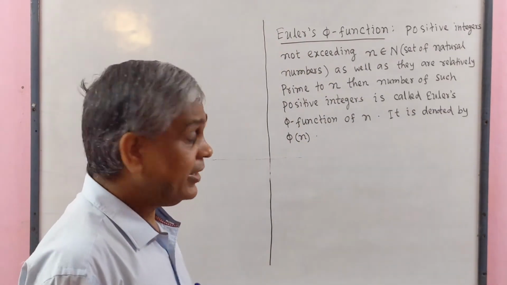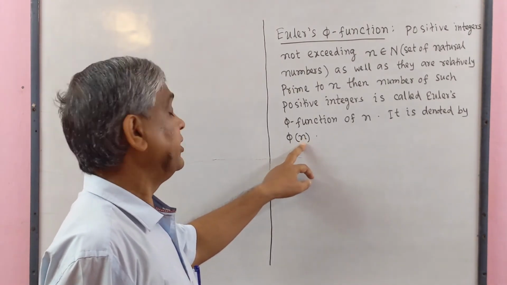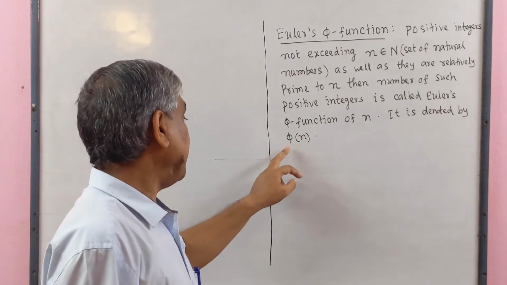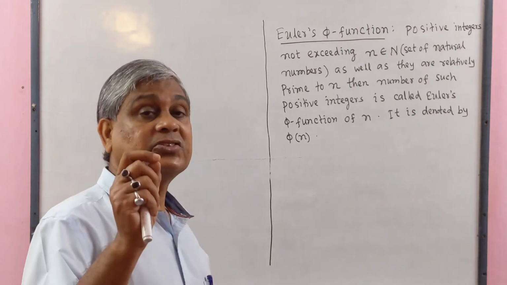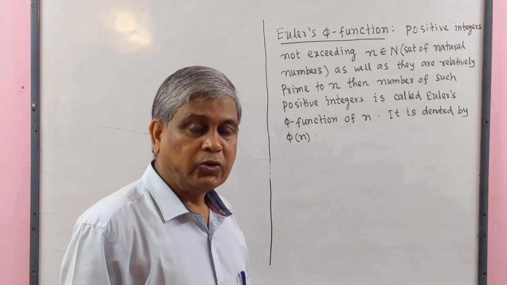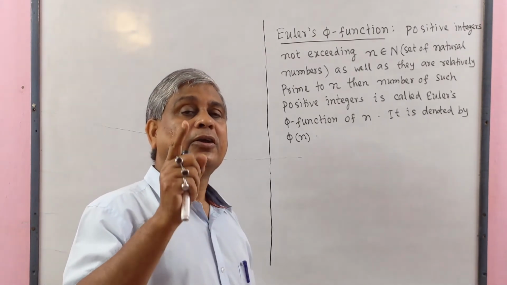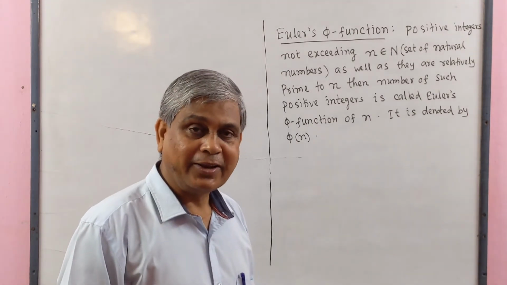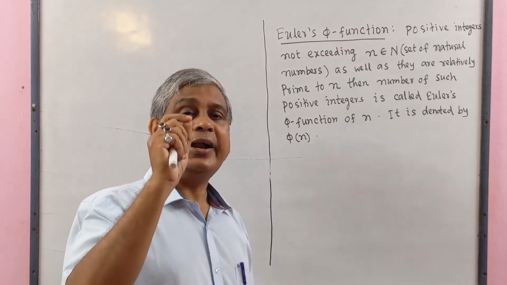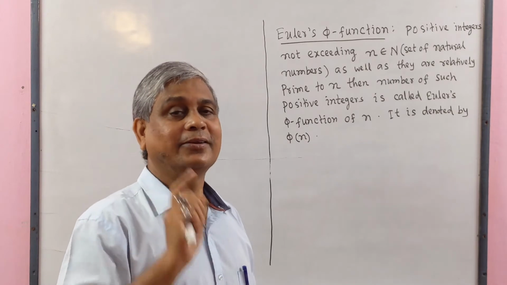Here we see that small n is a positive integer. Therefore, domain of this function phi is the set of positive integers. Therefore, we may apply the concept of arithmetic function, multiplicative arithmetic function and completely multiplicative arithmetic function.